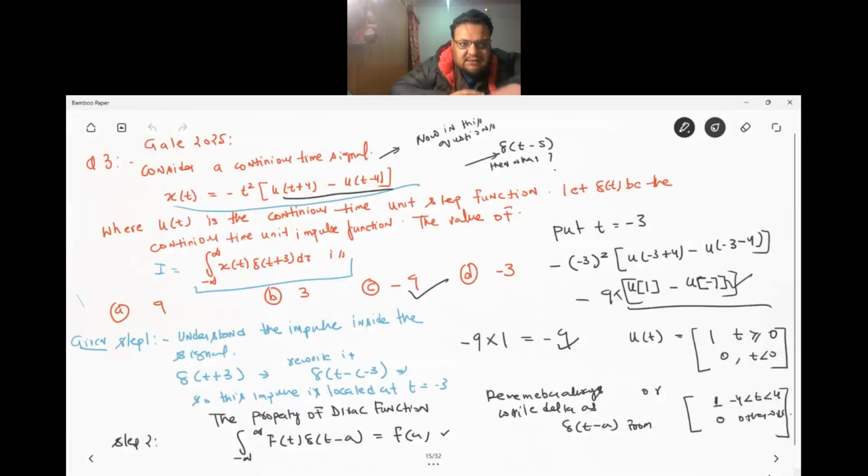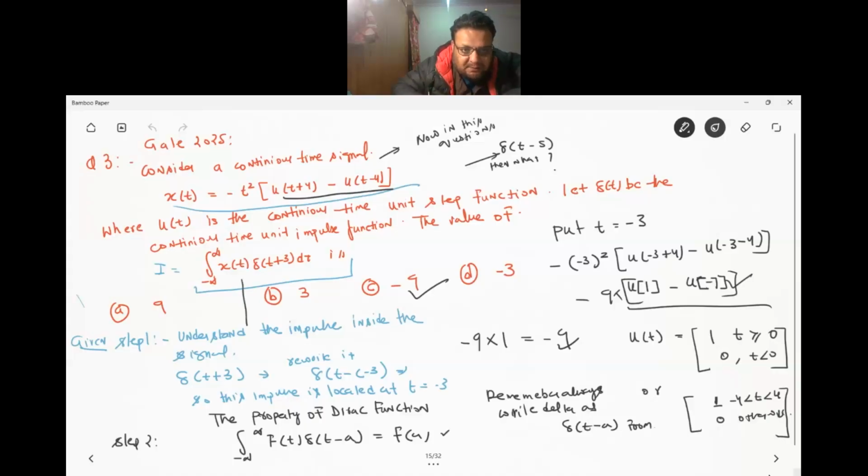So let's move on now. Let's see one more question in the GATE they have asked. Consider a continuous time signal where u of t is the continuous time unit step function. Let lambda of t be the continuous time unit impulse function. Very good. So here, if you notice this function, the properties of impulse response and convolution are very important. Now you need to understand the impulse inside the signal.